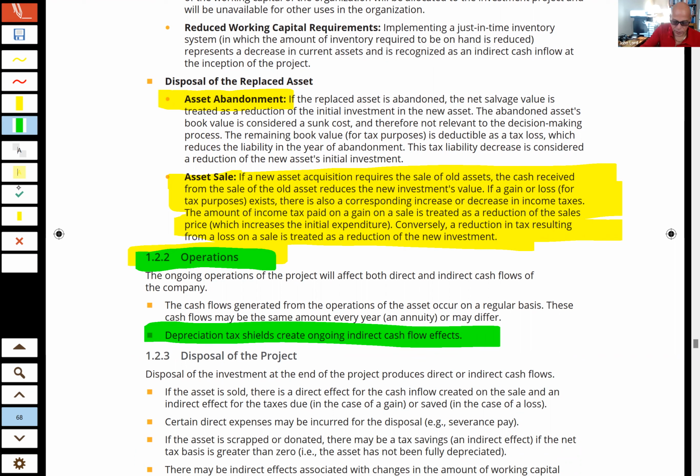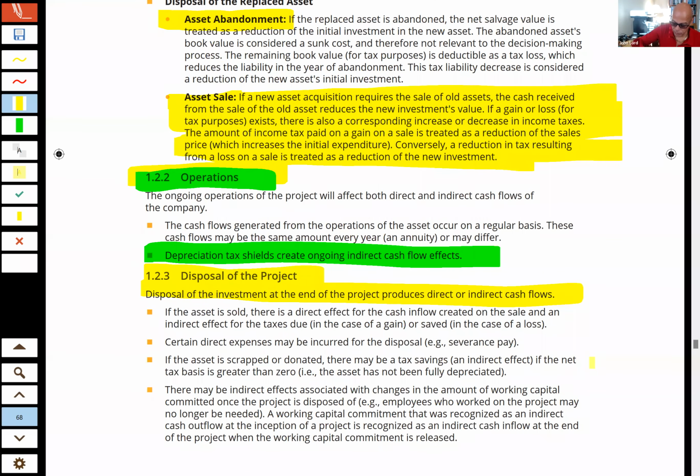When there is disposal of the project itself, disposal and investment at the end, the asset is sold, and there's going to be cash flow that comes in on that. And if the asset is scrapped or donated, there could be a tax savings associated with that. So again, similar rules that we talked about for disposing of an old asset up front come in when you're disposing of the new asset at the end of the project, with the understanding that we will need to consider time value of money and discount those cash flows that happen later on down the line. We'll take a look at that here in a couple seconds.